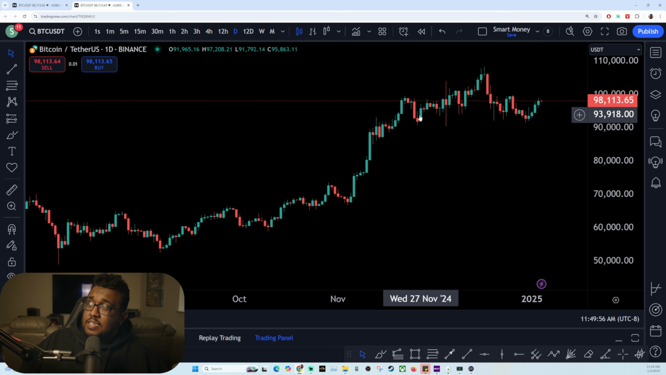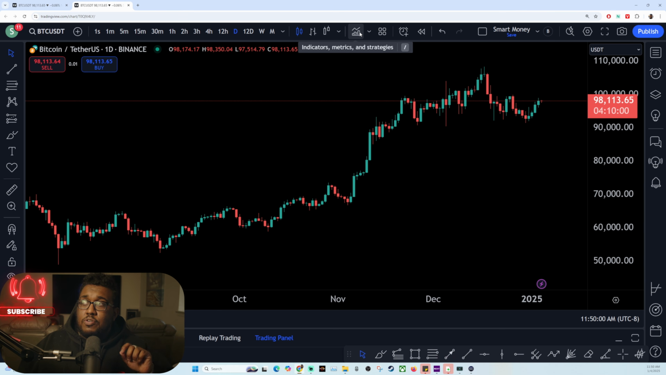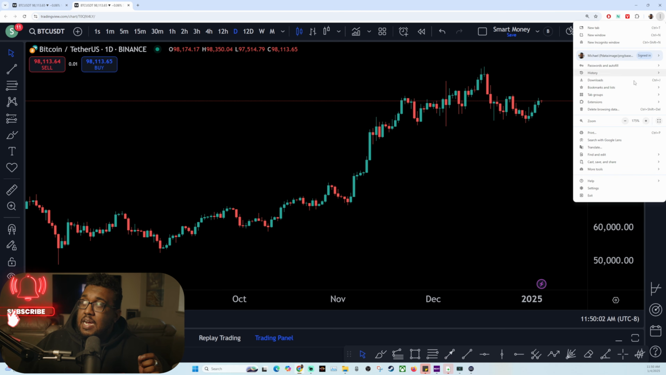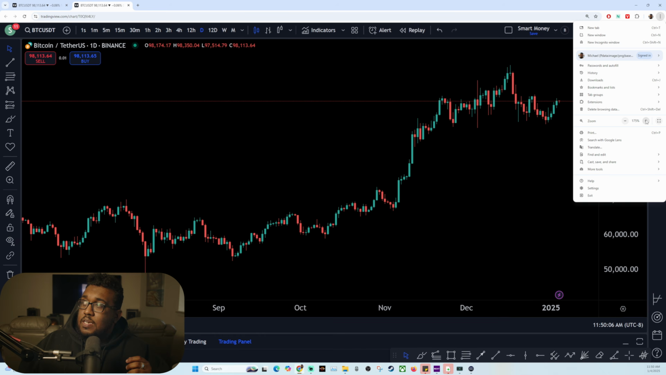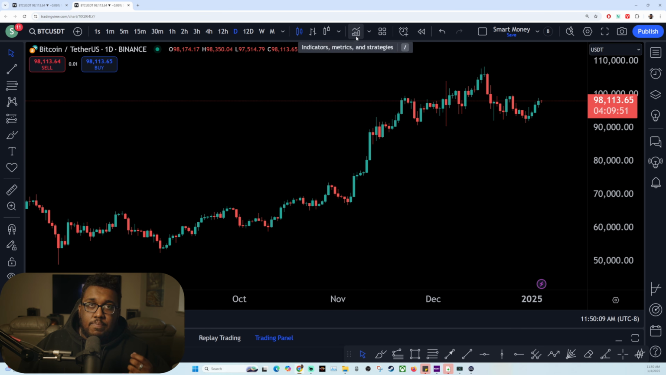That's fair. Next up, we're going to go over here to indicators, metrics, and strategies. You guys can see it's like a bar chart with a line on top of it. If you're zoomed out a little bit, it'll actually just say indicators, right? But as I'm zoomed in a lot, it'll just be that little logo.